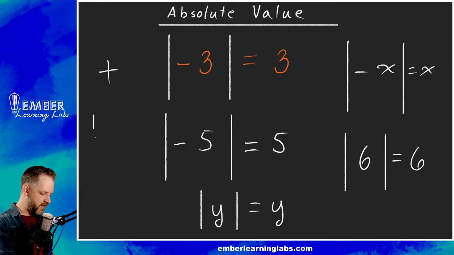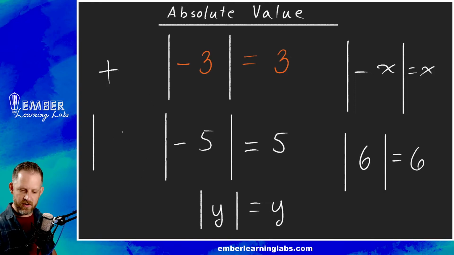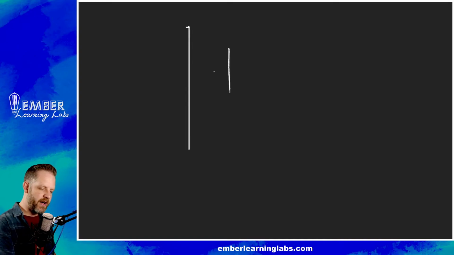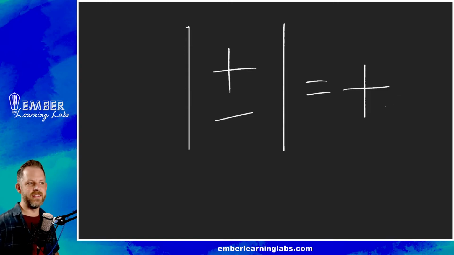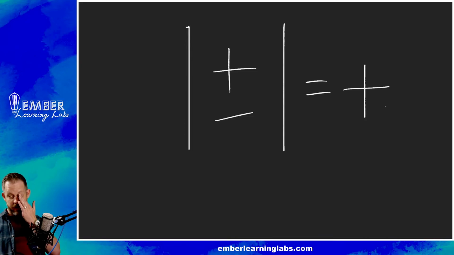Let me clear this again. So the absolute value takes anything that is positive or negative and it turns it positive. That's a stupid looking plus. Oh well, there it is. So that's what absolute value does.